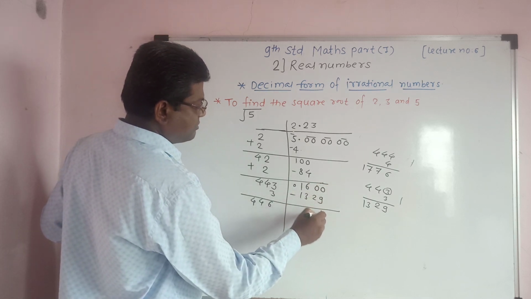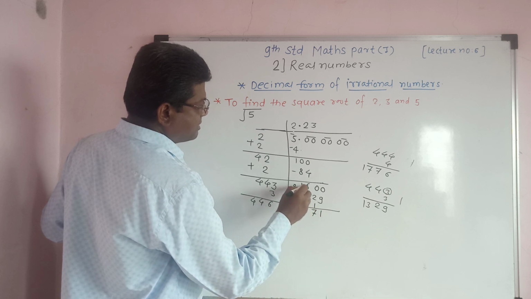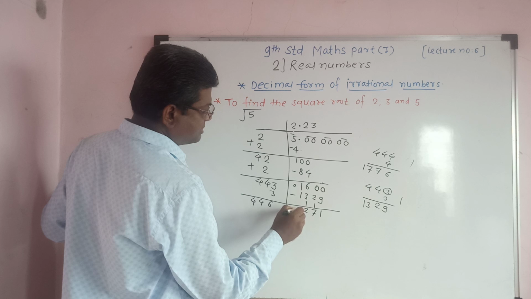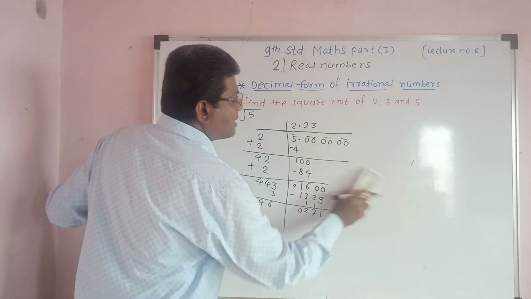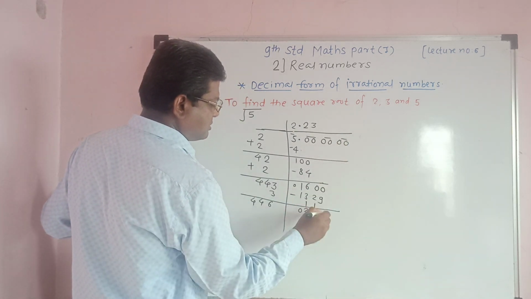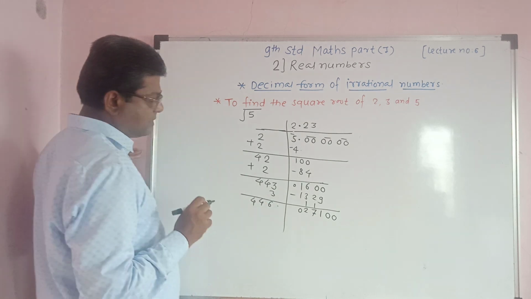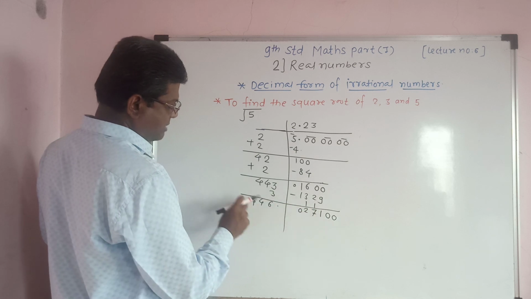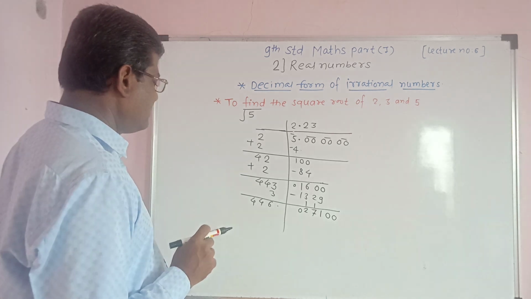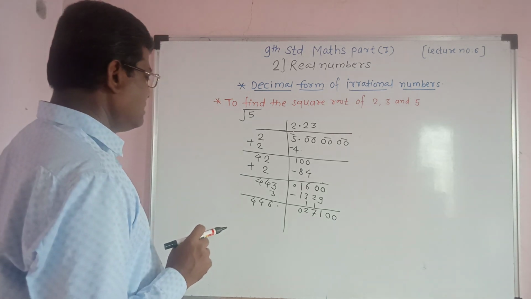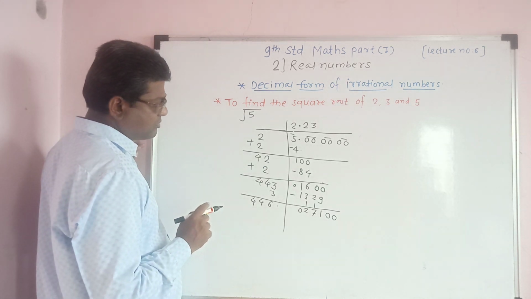10 minus 9 is 1, carry 1, 10 minus 3 is 7, carry 1, 6 minus 4 is 2. That number will be 271 here. Now take another 2 zeros on this number, and we have to select a number on here. Now divide this 27 by 4. If we divide 27 by 4, we get 4 5s are 20, 4 6s are 24, and 4 7s are 28. So 4 6s are 24.